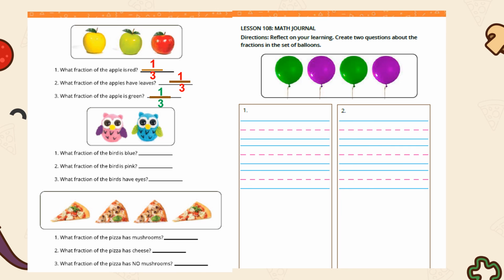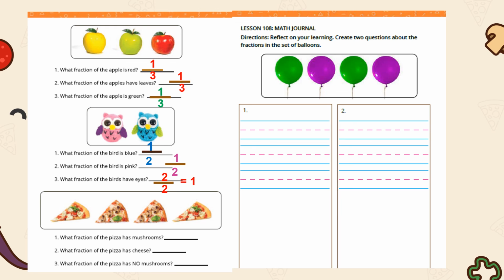Next, we have here group of birds. What fraction of bird is blue? Just one blue bird and the total is 2. So the fraction will be 1 over 2. Number 2, what fraction of bird is pink? One pink bird over the total. Total 2. So the fraction will be 1 over 2. Number 3, what fraction of the birds have eyes? They are 2 and we have 2 birds have eyes, so the fraction will be 2 over 2 equal 1.